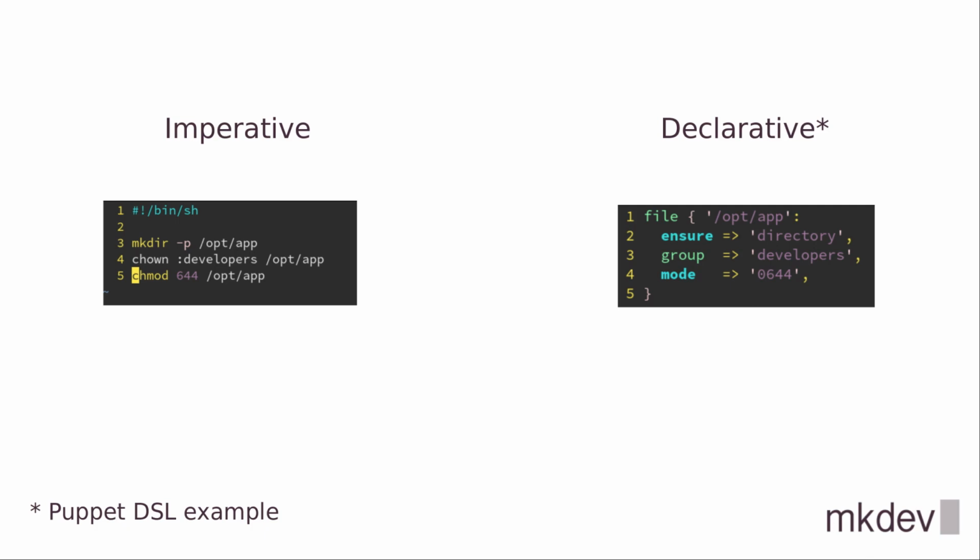In case of a shell script, you would run a series of commands to first create a directory, then assign proper permissions and ownership to this directory. In case of infrastructure as code tools, configuration management tools in particular, you would tell the tool, this server should have a directory with right permissions and owned by developers group. You are not telling the tool how to create a directory. It's the job of the tool to figure this out.